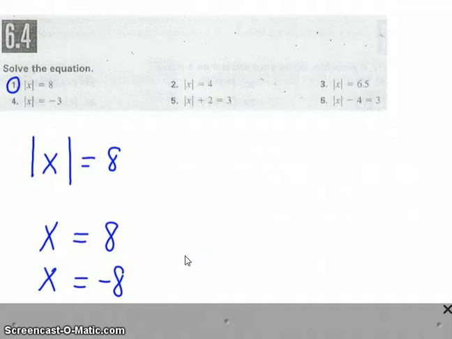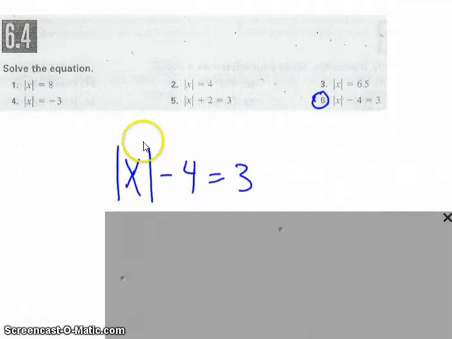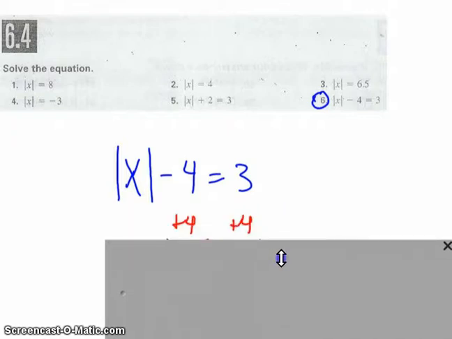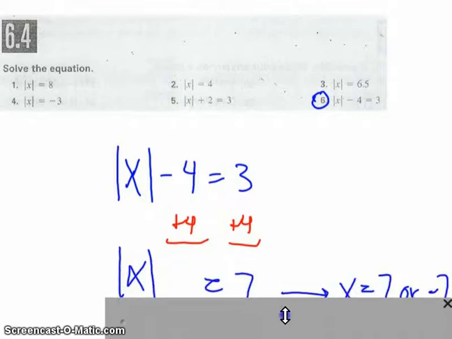Let's look at another one over here. Number 6 this time. The absolute value of x minus 4 equals 3. Well, before I figure out what x is, like the last slide, I'm going to have to get it out of the absolute value bars, but even before that, I've got to get x by itself. So I've got to move this 4 over. Got to add 4 to both sides. So the 4 goes away on the left, and on the left I'm just left with that absolute value of x equals. And on the right, 3 plus 4 makes 7.